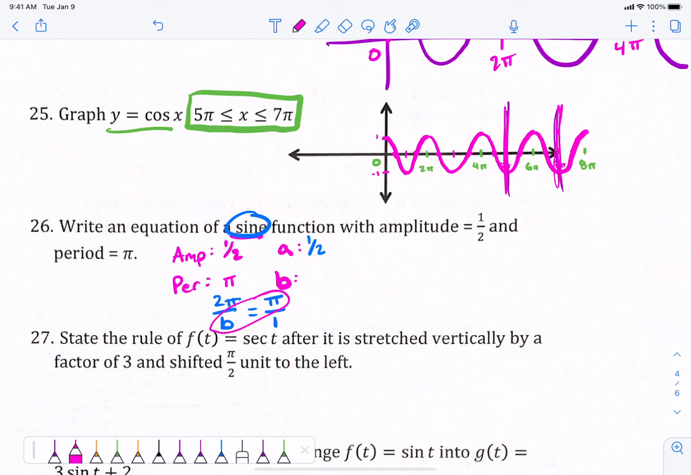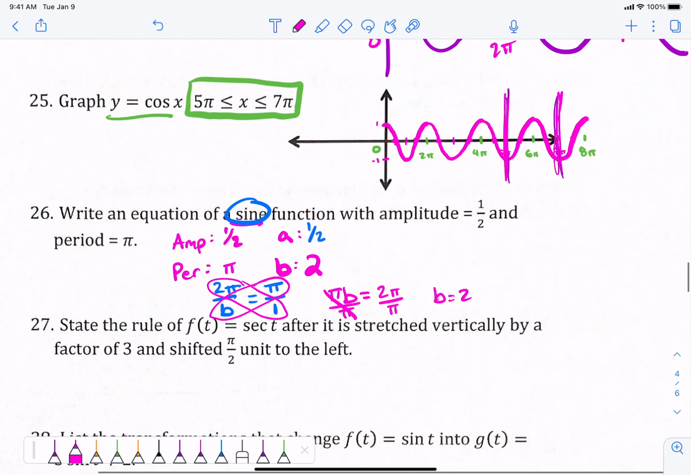So pi times B is equal to 2 pi times 1, or just 2 pi, and then divide by pi. So B is 2. Okay? B is 2. All right?